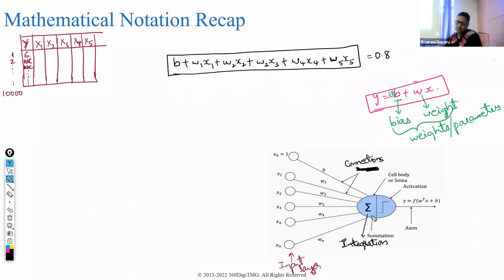You take this integration function and then you supply it as an input to the activation function. So this is called as what? Activation function. This cell body or soma is a term which is given for human brain.